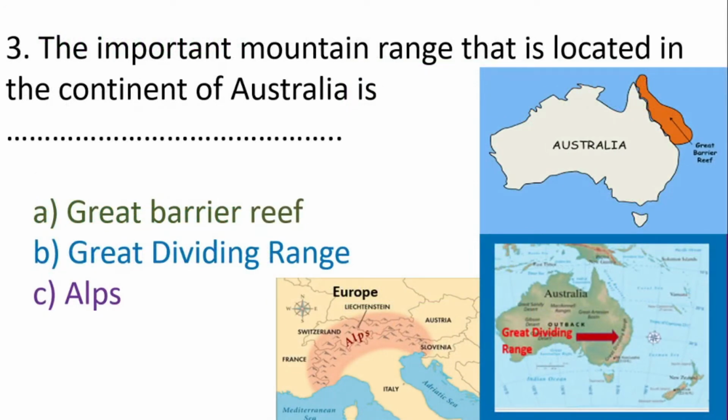Look at the third question now. The Great Barrier Reef is the world's largest coral reef system composed of over 2,900 individual reefs. Great Dividing Range is Australia's most substantial mountain range. The Alps are the highest and most extensive mountain range system that lies entirely in Europe. Look at the question now. The important mountain range that is located in the continent of Australia is Great Dividing Range.